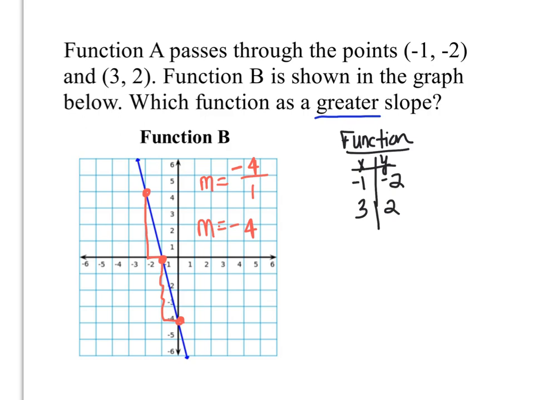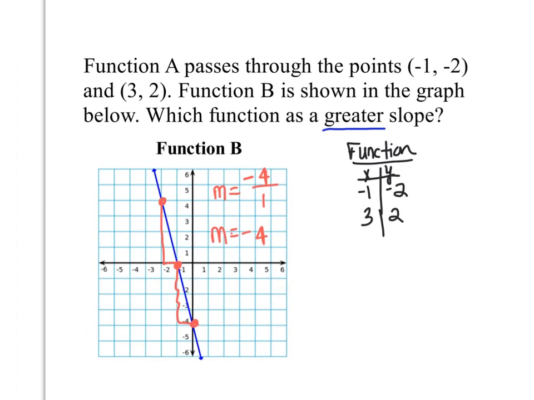Again, I want to find the change in the y. How far up or down are we going, just like we just did on the graph? If I'm going to go from -2 to +2, I'm going up 4. And if I'm going from -1 to +3, that's an increase of also 4. So my slope is 4 over 4. It's positive. 4 divided by 4 is 1.